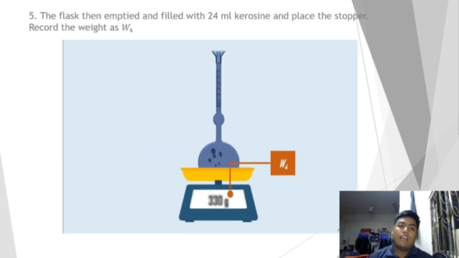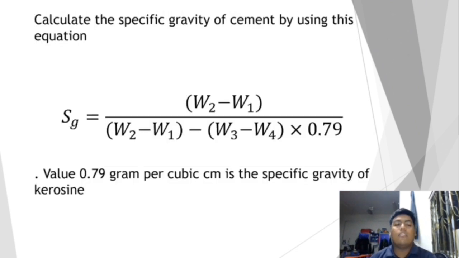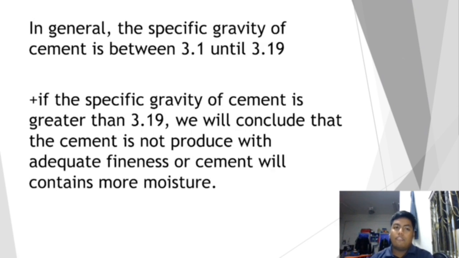The flask is emptied and filled with 24 ml kerosene and the stopper is placed. Record the weight as W4. So we can calculate the specific gravity of the cement by using this equation. The value 0.79 gram per cubic centimeter is the specific gravity of kerosene. In general, the specific gravity of cement is between 3.1 and 3.19.